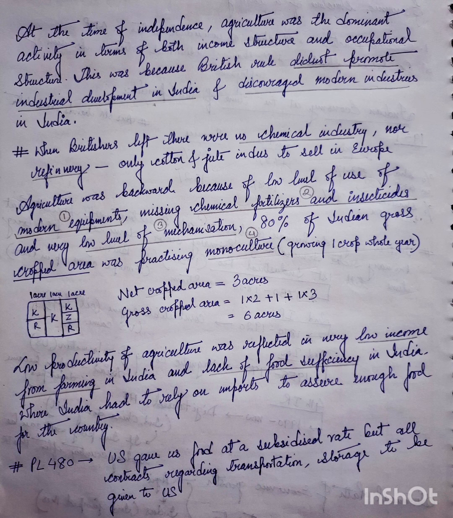Even when the British left, there were no chemical industries or refineries in India. The only industries were of cotton and jute, which were mainly set up to export to India.